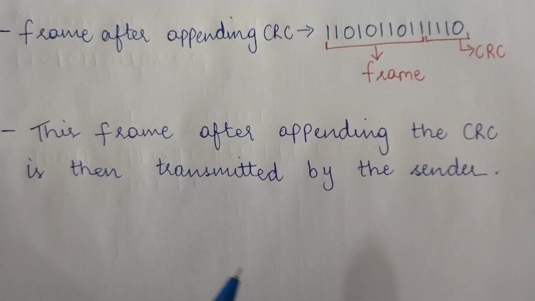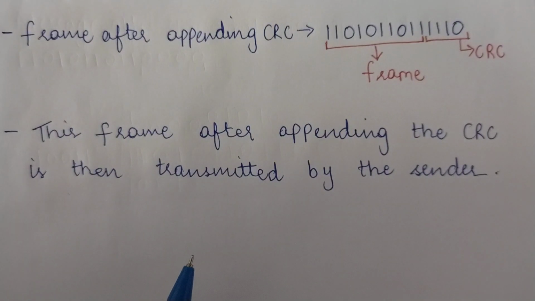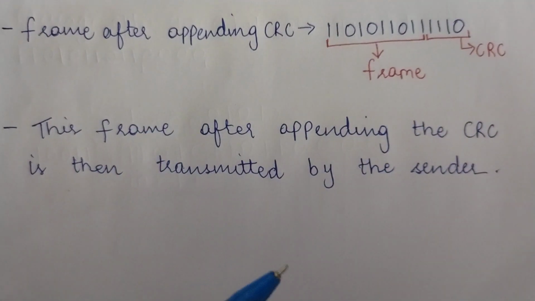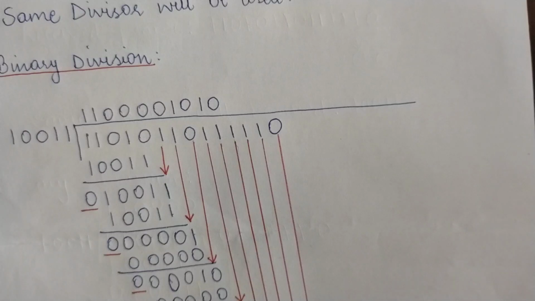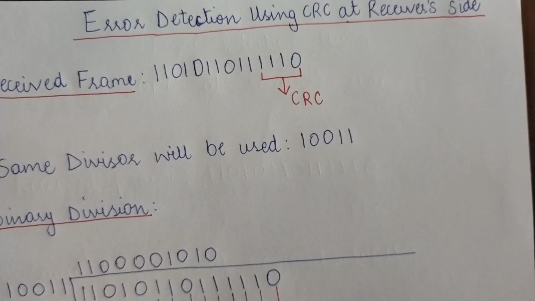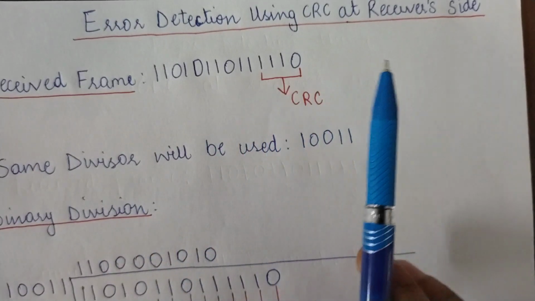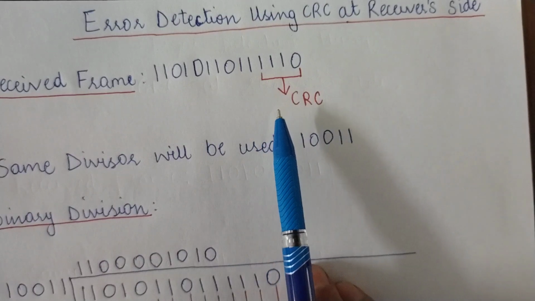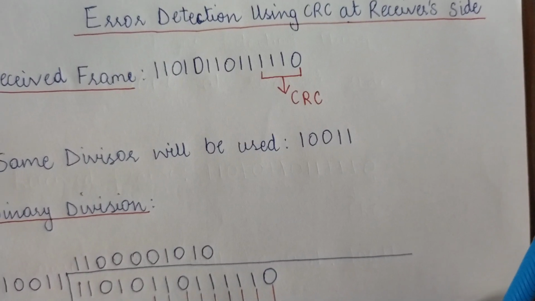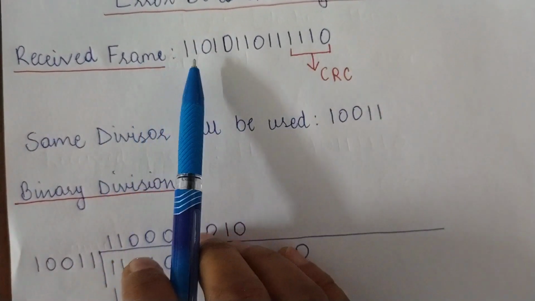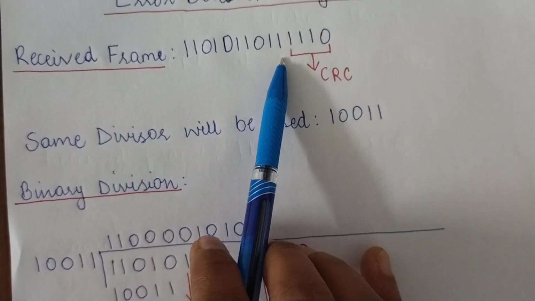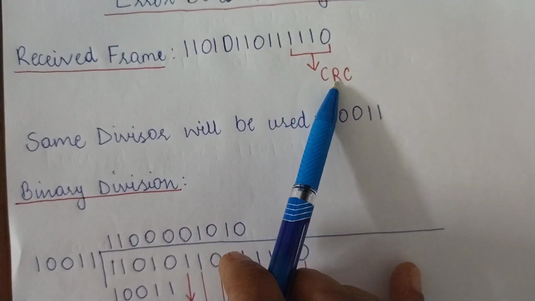Now let's look at what will happen at the receiver side after this frame appended with the CRC is transmitted to the receiver. How is the error detection using CRC done at the receiver side? At the sender side, the CRC was generated and appended to the original frame. But we'll see how the error detection is done using the CRC at the receiver side. So the receiver received the frame which was appended with the CRC bits. So this is the frame which the receiver received, out of which the last 4 bits were the CRC, right?